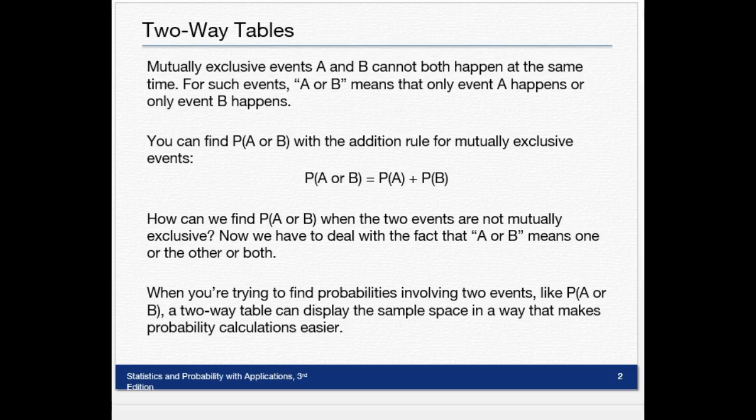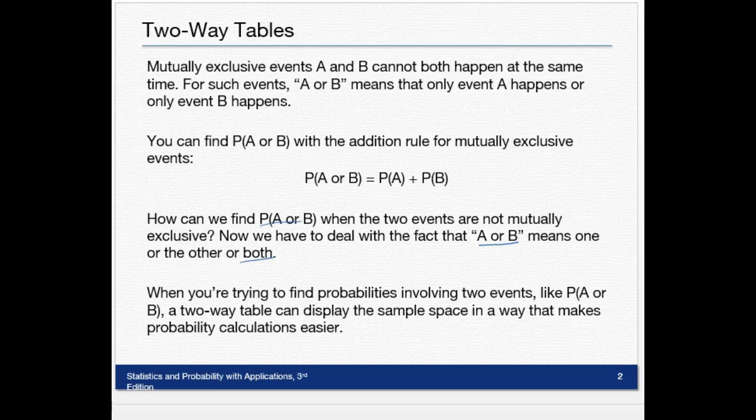Mutually exclusive events, A and B, cannot both happen at the same time. For such events, A or B means that only event A happens or only event B happens. They don't both happen. Now, you can find the probability of A or B with the addition rule for mutually exclusive events, where you just add the two individual probabilities up. No big deal. But how do you do this, probability of A or B, when the two events are not mutually exclusive?